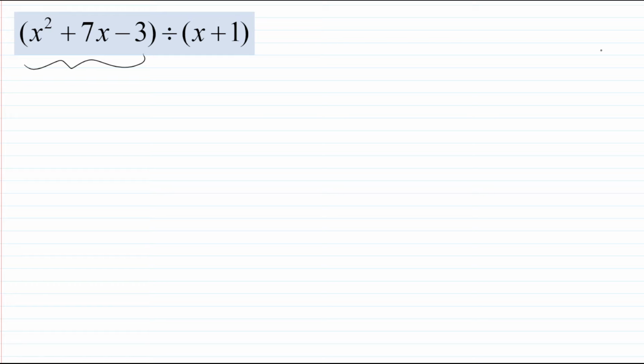divide using long division. Now, long division for polynomials works the same as it does for regular number long division, except instead of working with powers of 10 one at a time, like we do with regular long division with just numbers, we're going to work with powers of x one at a time.